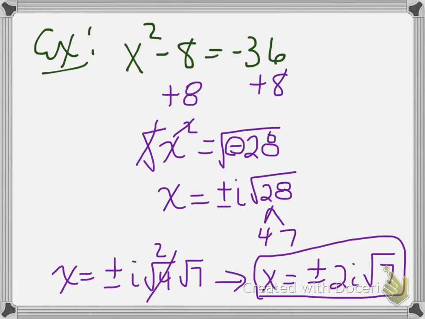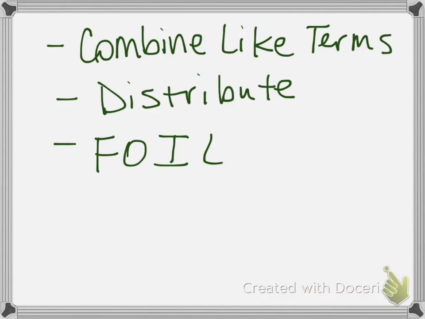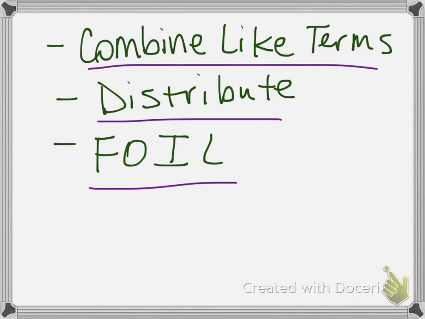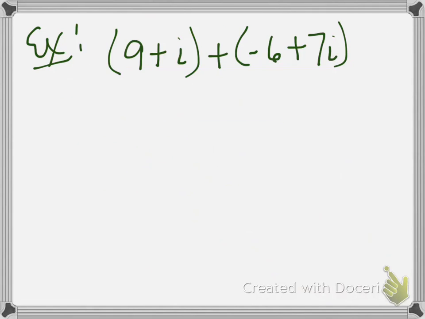And this plus or minus symbol still indicates that I have two solutions. One solution is positive, one solution is negative. Okay, so what else can we do with this i? We can combine like terms with i, we can distribute i, we can use FOIL with i. So here are some examples.